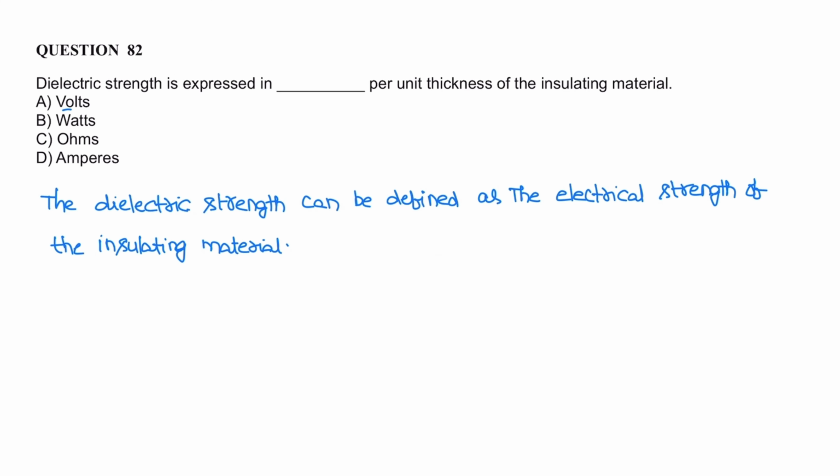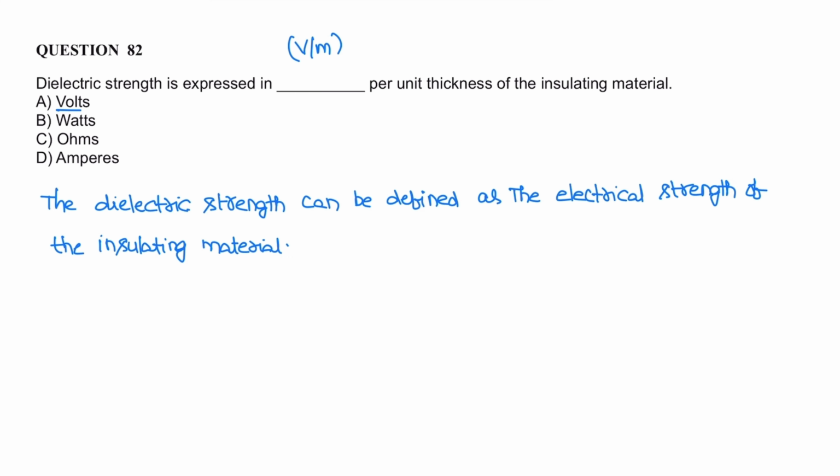Next question. The dielectric strength is expressed in dash per meter. It is expressed in volt per meter, that is volt per unit thickness of an insulating material. So correct option is volt per meter. Volt per unit thickness of insulating material is the dielectric strength unit.